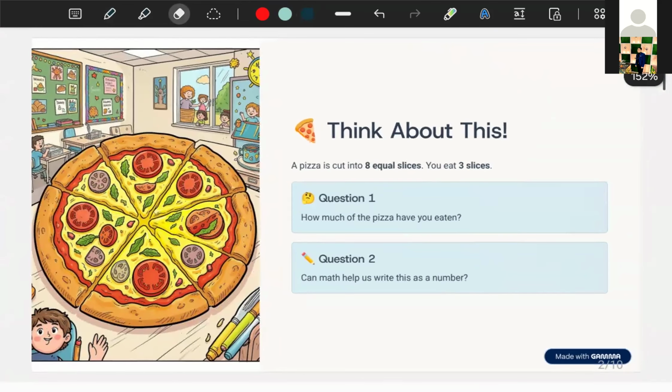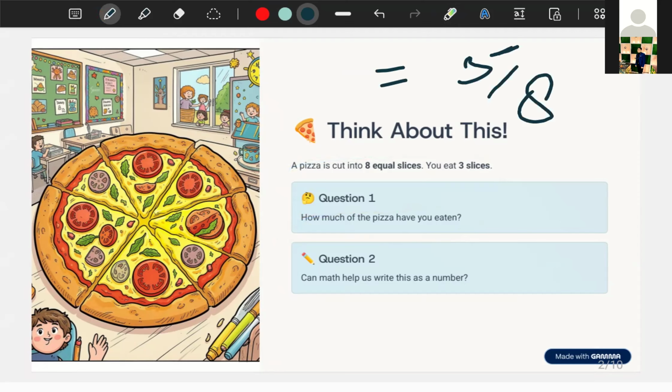Suppose again we talk about a pizza. This is a pizza in which there are 8 equal slices. A pizza is cut into 8 equal slices. I ate 3 slices. How much of the pizza have I eaten? If I have to tell how much of the pizza I have eaten, I simply say I have eaten 3 by 8. 3 is the numerator, 8 is the denominator.